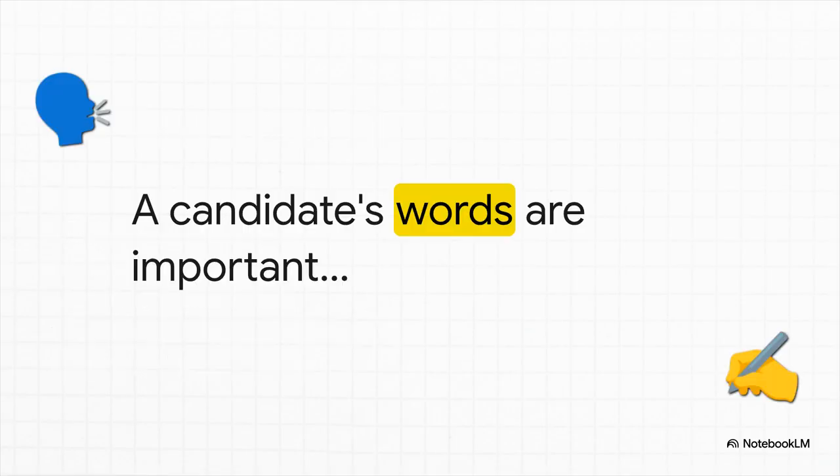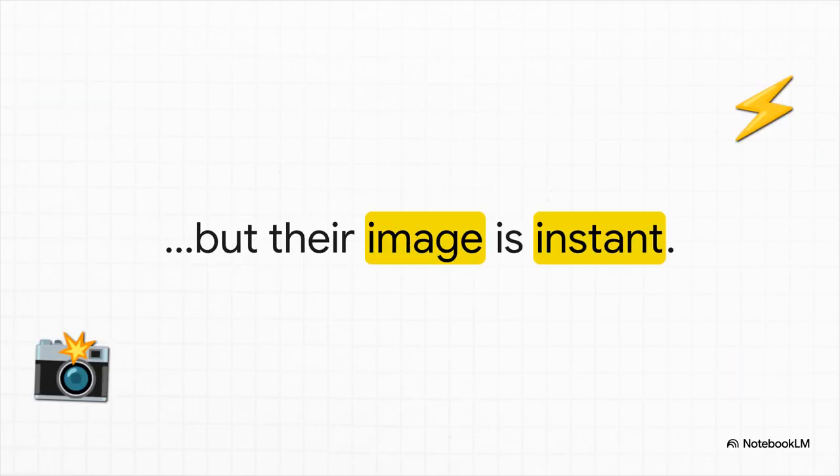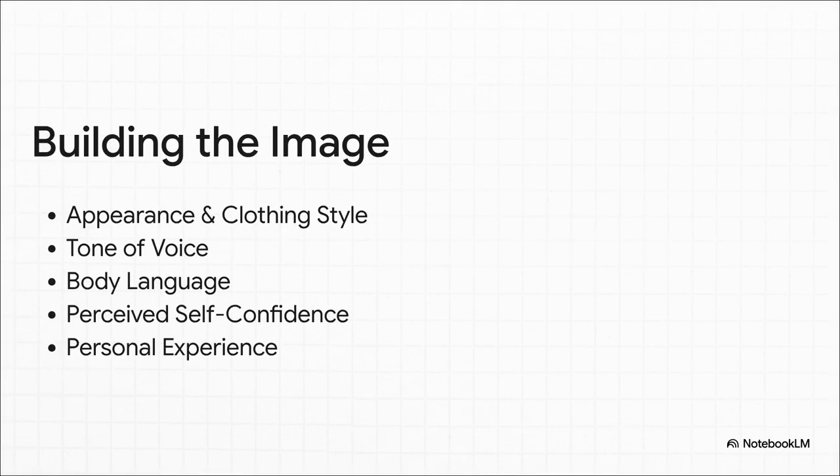And of course, in politics, what a candidate says matters. Their words are important. But in this super fast-scrolling digital world we live in, their image is instantaneous. We process a visual so much faster than we process words. And you better believe campaigns know this. So, building that image is absolutely critical. It isn't just about their stance on policy, it's about how a candidate rolls up their sleeves at a town hall. It's that determined tone of voice they use in a campaign video, or their confident body language during a televised debate. Every single one of these nonverbal cues is a carefully managed piece of their personal brand.